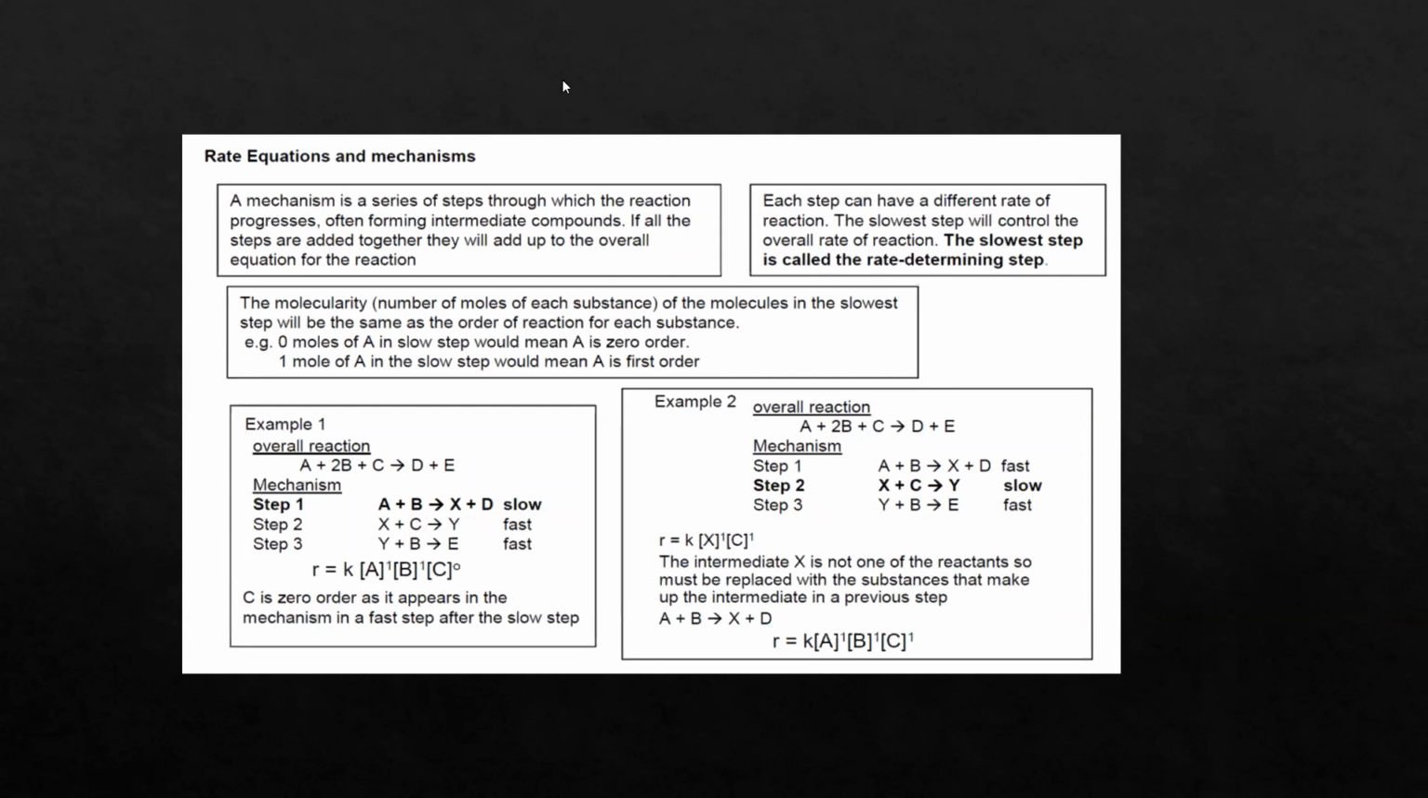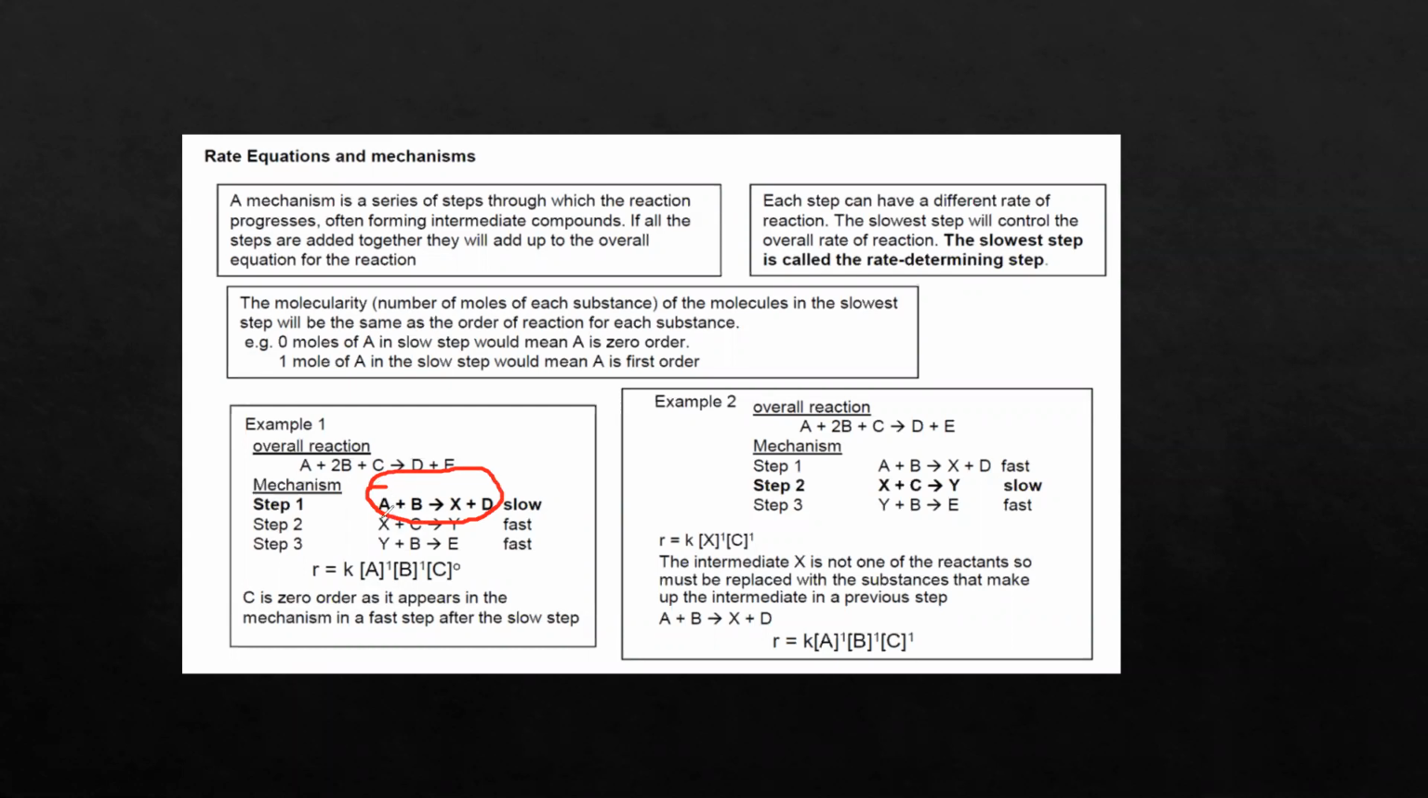So for example, the overall equation A plus 2B plus C gives D plus E. But the step mechanism is when A reacts with B, it forms X plus D. Then X reacts with C, it forms Y. And then Y reacts with another B, it forms E. The first reaction is a slow reaction. The remaining two are fast reactions. So which reaction is the rate determining step? The one which is the slowest. So this is the rate determining step. When we write the rate expression, we will always use the slowest one.